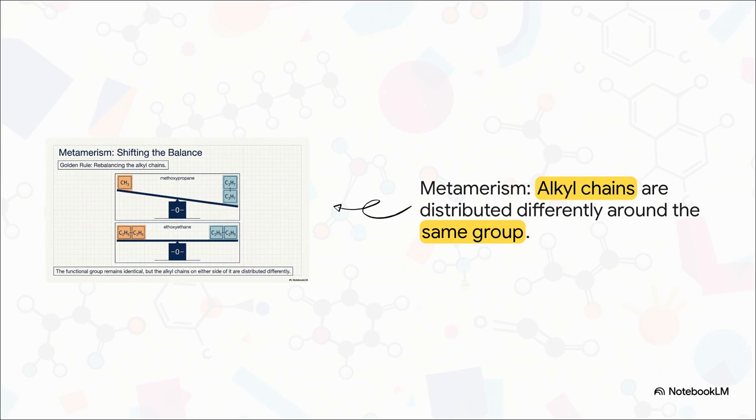And finally, there's metamerism. I want you to think of that central functional group, in this case the oxygen atom, as the center point of a seesaw. The game here is just to redistribute the carbon chains or alkyl groups on either side. So in methoxypropane, you have a 1-carbon chain on one side and a 3-carbon chain on the other. But in ethoxyethane, the balance is shifted. Now it's 2 carbons on each side. The functional group is identical, but the chains around it have just been rebalanced.